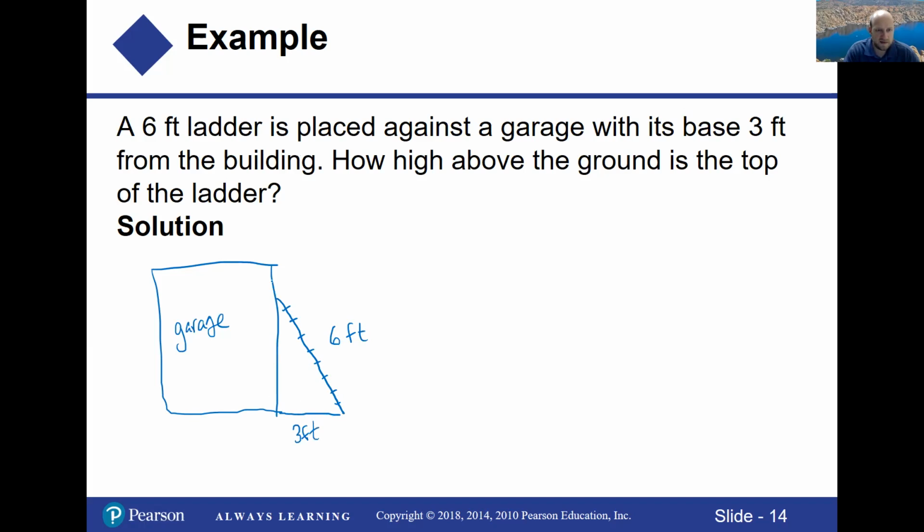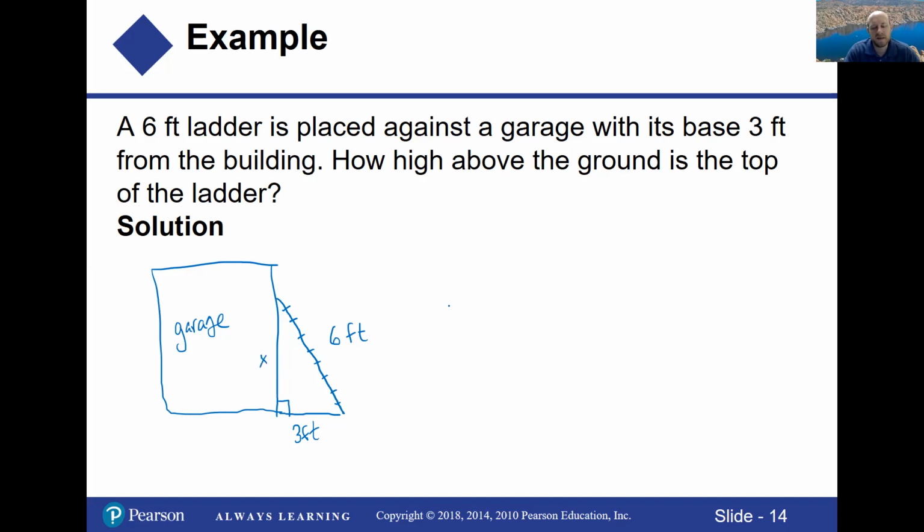In geometry, hopefully the garage is forming a 90-degree angle with the ground, and it does. Then we just need to find how high above the ground the top of the ladder is. So we need to find this distance right here. We can call it x.